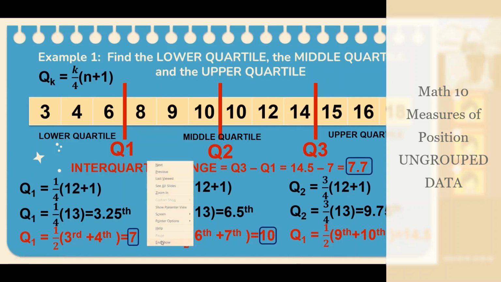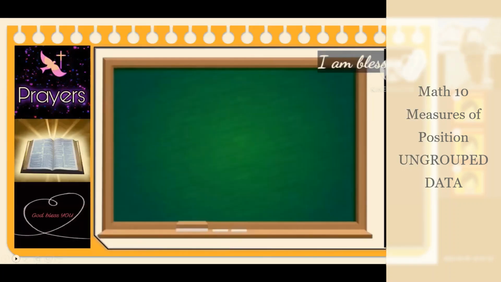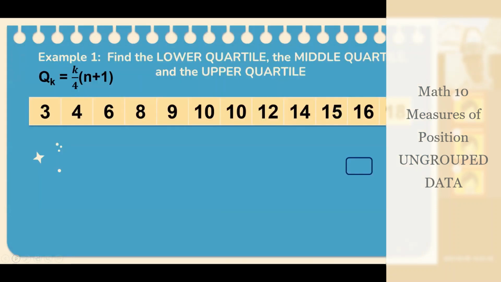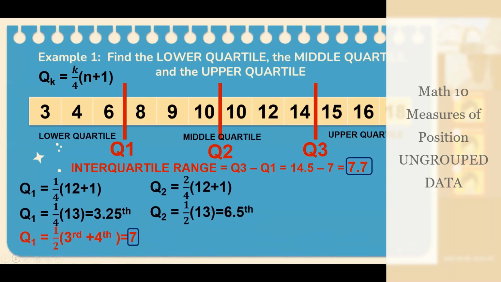Sige, baguhin ko na muna ngayon. Ito, it should be 2. And then this one should be quartile 3. Quartile 3, and quartile 3. Wait lang. Ito, 3/4. Okay, 1/2 talaga to, 1/2, kasi we have to get 1/2 of the 9th and the 10th place. So we're done with this. Ayan, bago na no.